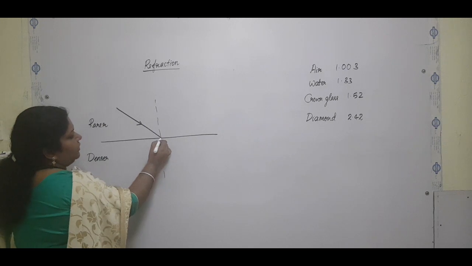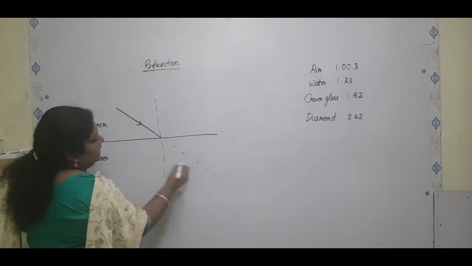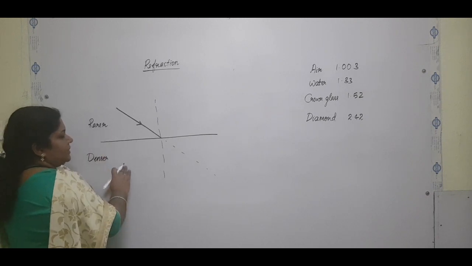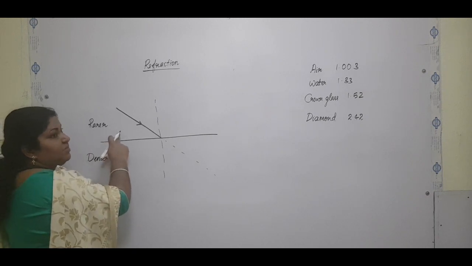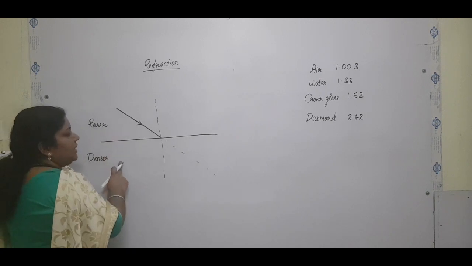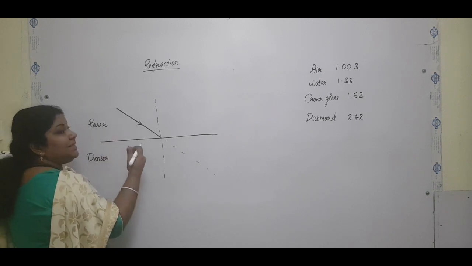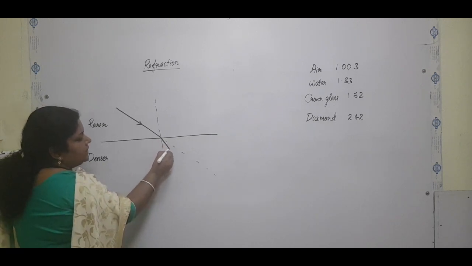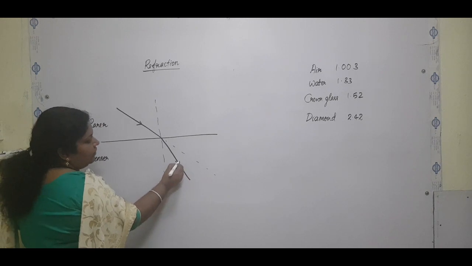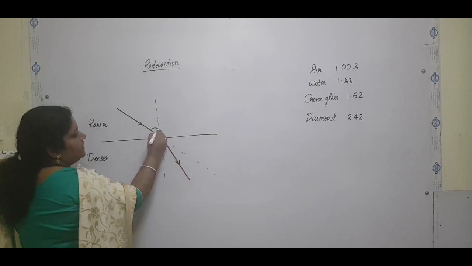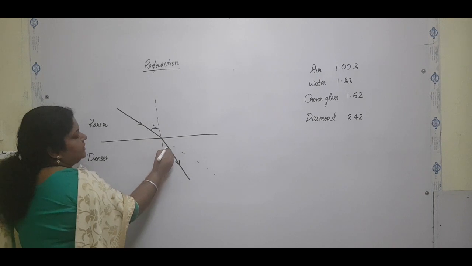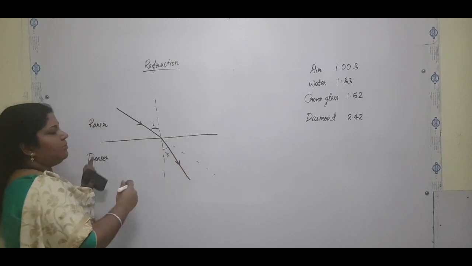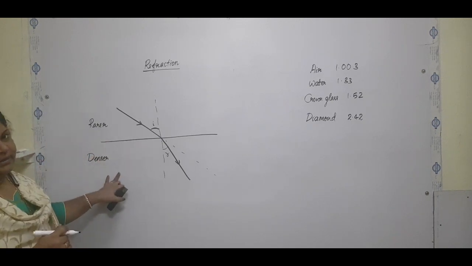Now the actual path of the ray would be like this if there were no change of medium, but as it passes from a rarer to a denser medium, its speed decreases, and because of that this ray will bend towards the normal. This angle is the angle of incidence, and this angle is the angle of refraction. This ray will bend towards the normal when it passes from a rarer medium to a denser medium.